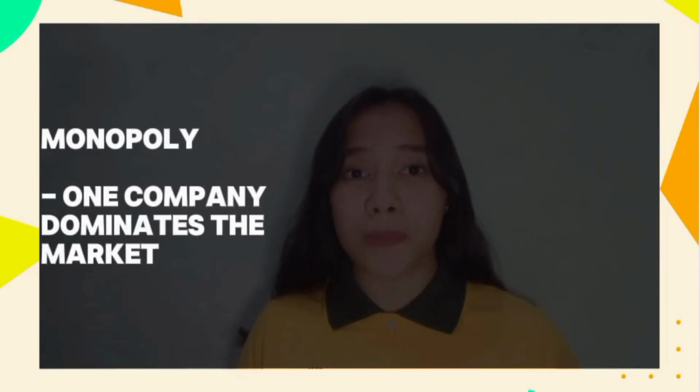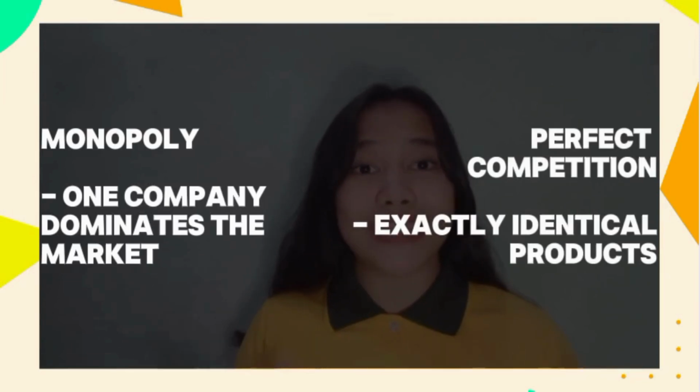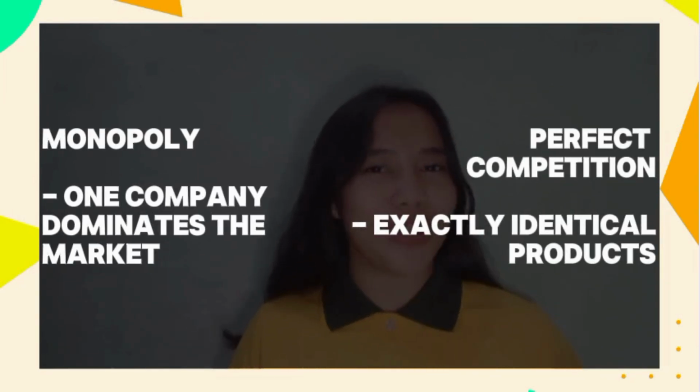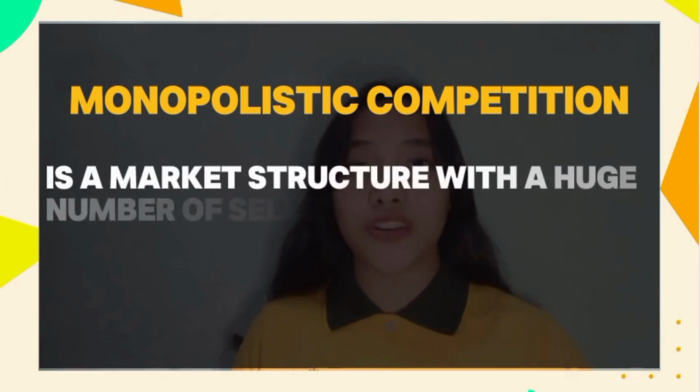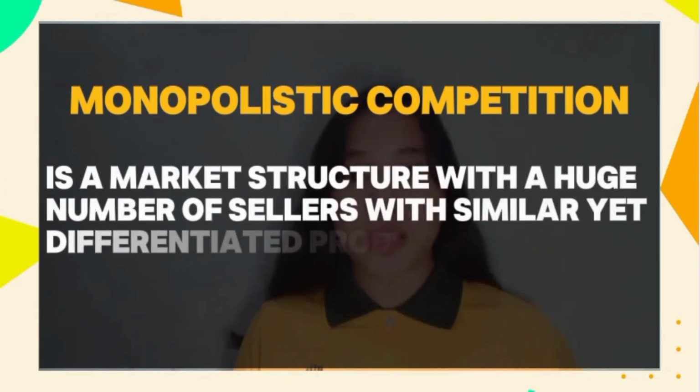But wait, we're not done yet. There are different market structures: perfect competition, monopoly, oligopoly, and monopolistic competition. Each of these has its own unique features and characteristics. And when we say monopolistic competition, from its name, it's not a monopoly where one company dominates the entire market. Nor is it a perfect competition where products are exactly identical. Instead, it's somewhere in between. As a result, monopolistic competition is simply a market structure wherein there's a huge number of sellers which offer similar yet differentiated products. To better understand it, let's dive into some of its key characteristics.